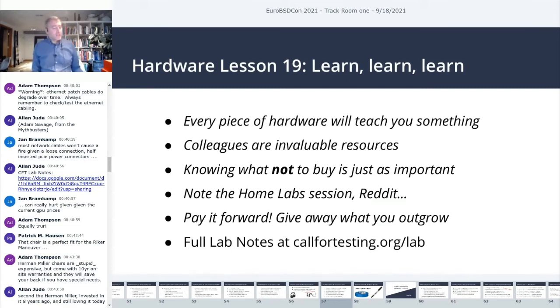I keep saying it: knowing what not to buy is just as important as knowing what to buy. That's very key. When someone's like, hey, you can pick up this whole pallet of cool switches that are all power draining, they're screaming loud, you name it. So again, there's some great stuff on Reddit. There's a home lab session here. Pay it forward. Hey, you outgrow a laptop, give it to another developer.